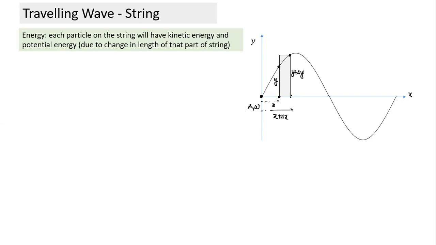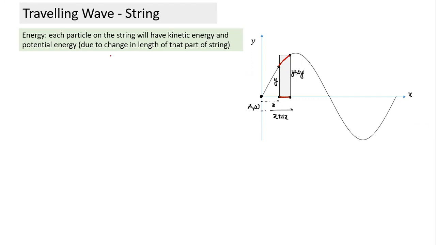Let's pay attention to this particular part of the string. Initially, how was this part of the string? We are focusing on this length of the string. In the original state, this part of the string, shown in red, had length dx. When this particle moves here and this particle moves here, the shape of the string changes. Earlier it was a straight line, now it has become inclined, and this length will not be the same as the previous length. The length of the string has changed.